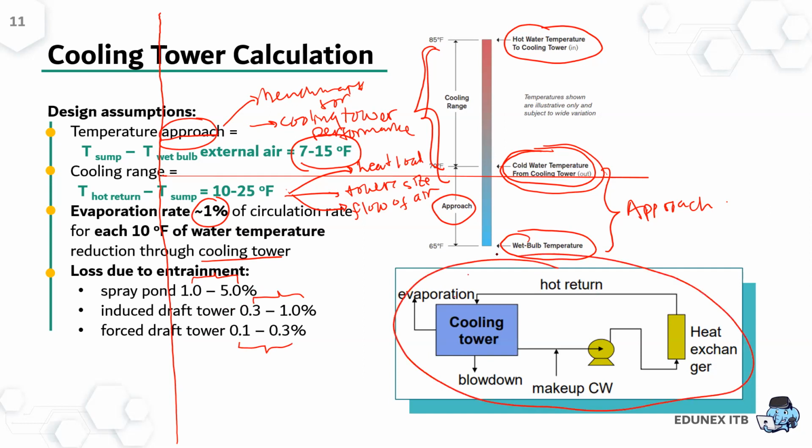Okay, so this is the main concept of the cooling tower. As I mentioned before, in the cooling tower there is a blowdown process and also evaporation, and there is make up cooling water to balance the water loss. It goes through the heat exchangers, and the hot water is returned back to the cooling tower. So this is for the recirculation system, whether open or closed recirculation.